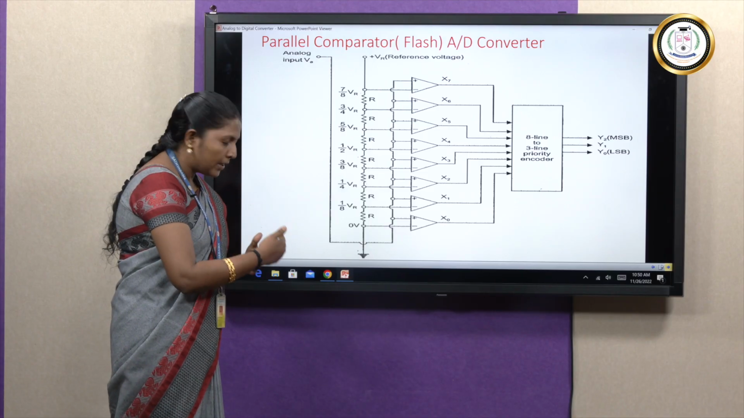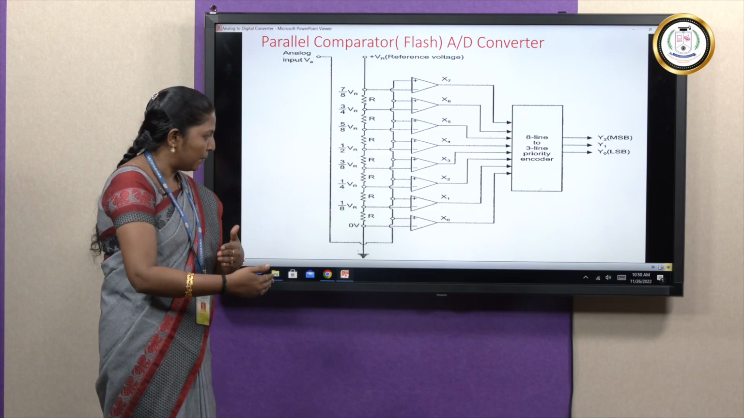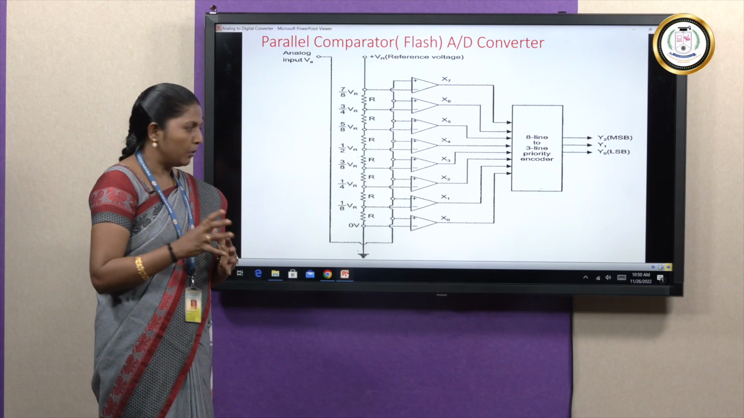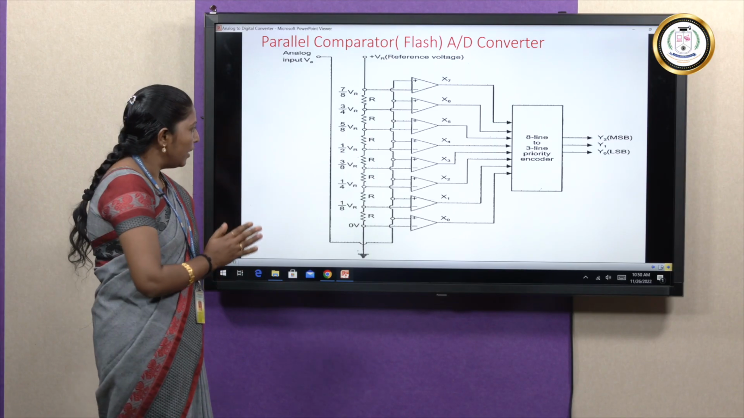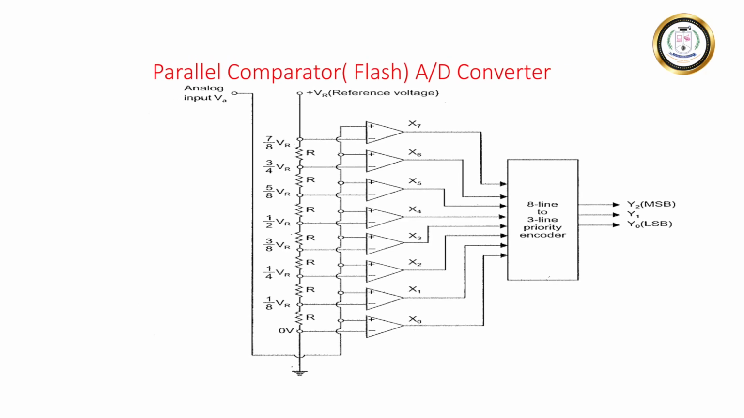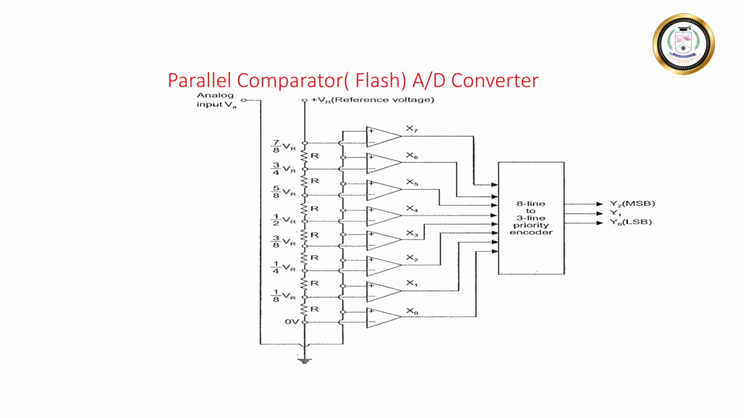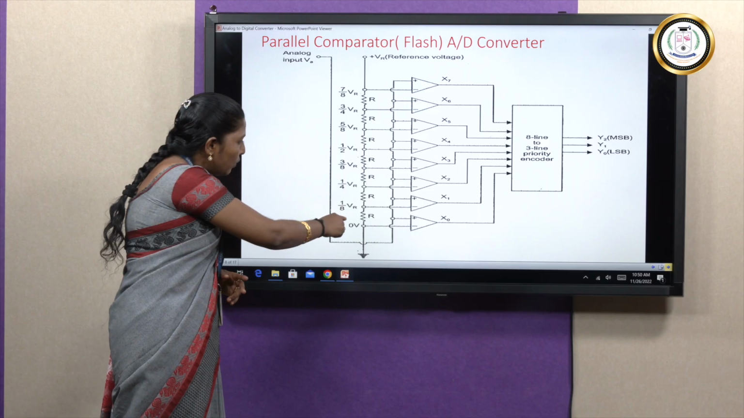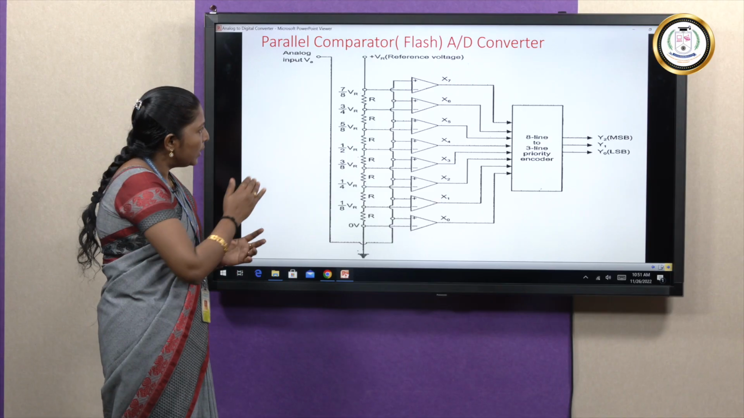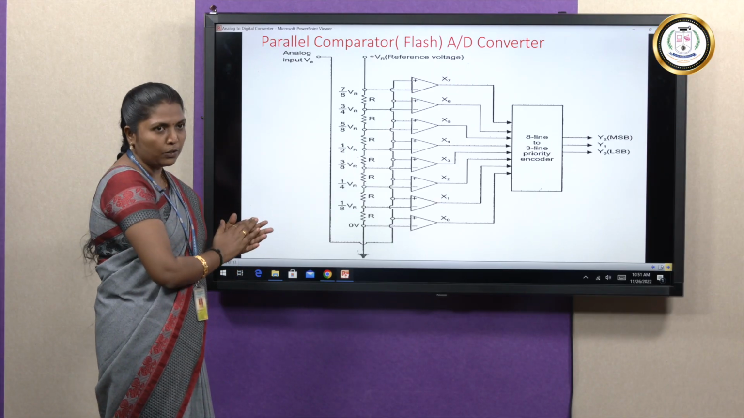If the input is more in the negative terminal, the output will be negative, which is a low signal, equivalent to 0. That is the operation of a comparator. So, to the plus terminal of all the comparators we are giving the analog signal, and to the minus terminal we are giving the reference voltage.